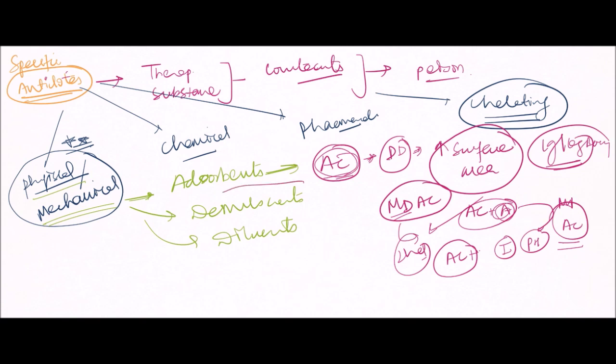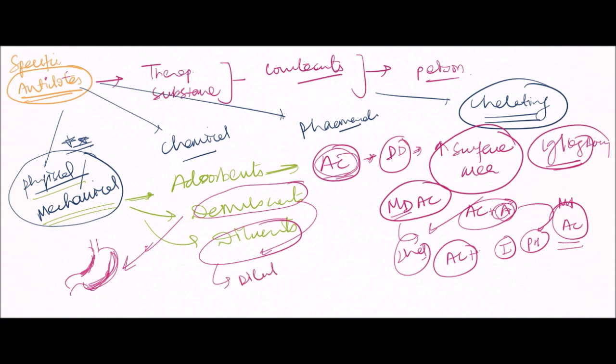Now the second physical or mechanical antidote is the demulcents. These are the antidotes which form a layer on the gastric mucosa, so they prevent further absorption of any poisonous substance. These are demulcents, and diluents are the physical or mechanical antidotes which dilute the poisonous substance, thus decreasing its absorption.